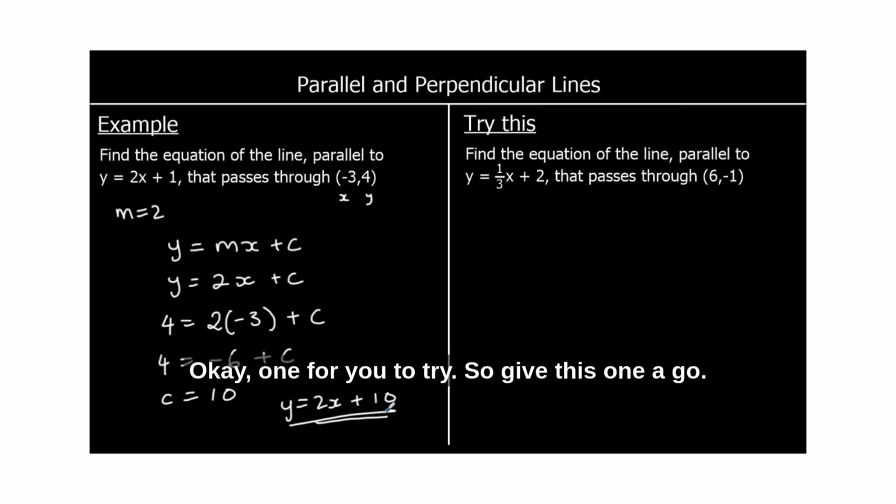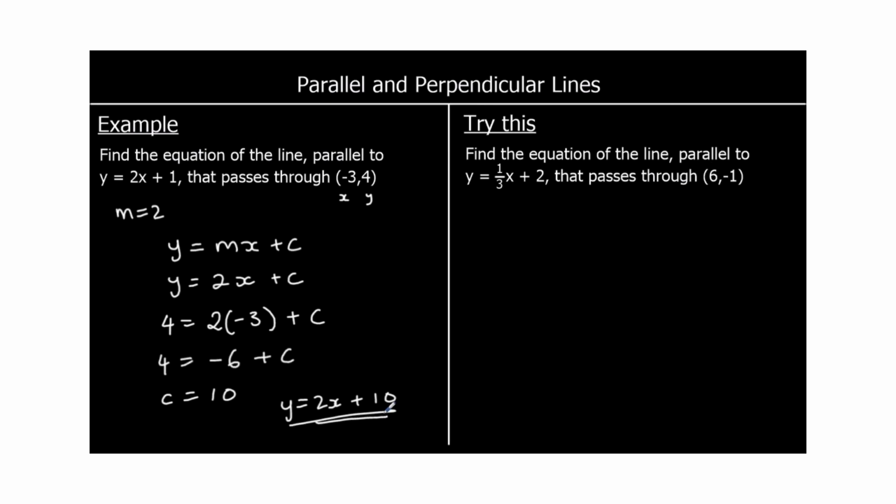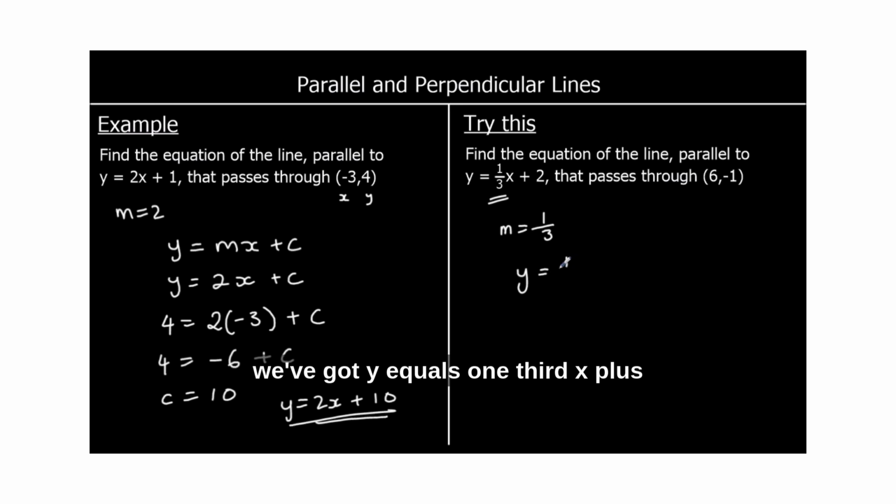Okay, one for you to try, so give this one a go. Find the equation of the line parallel to y equals 1/3 x plus 2 that passes through 6, minus 1. So it's parallel, so the same gradient, so m is 1/3. So we've got y equals 1/3 x plus c.